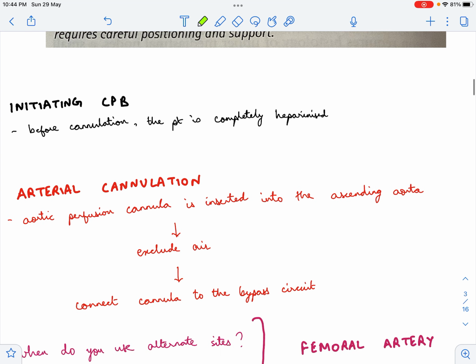Okay, so you have made your incision, you can see the heart, you have dissected the thymus and the pericardium off the surface of the heart. What do you do next? Now, you have to cannulate the patient. Now, what does this cannulation mean? We will discuss.